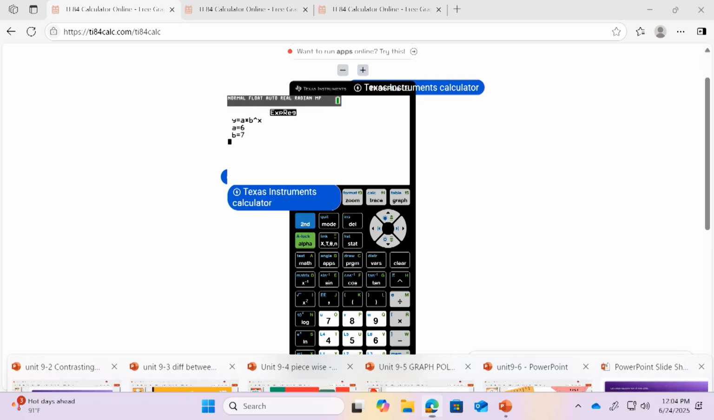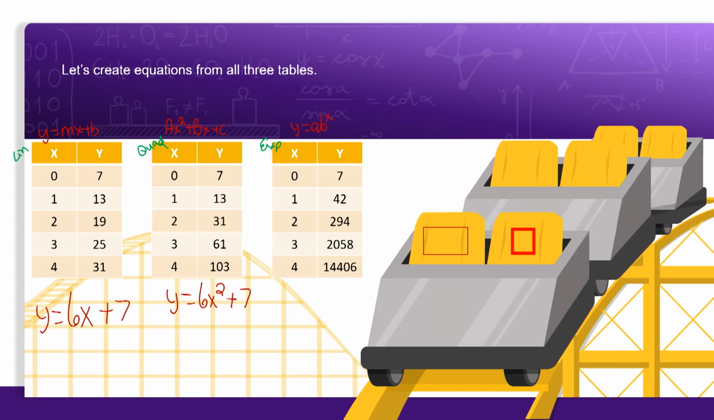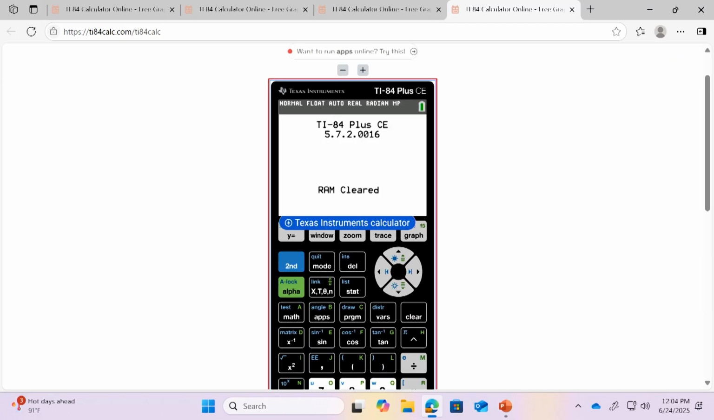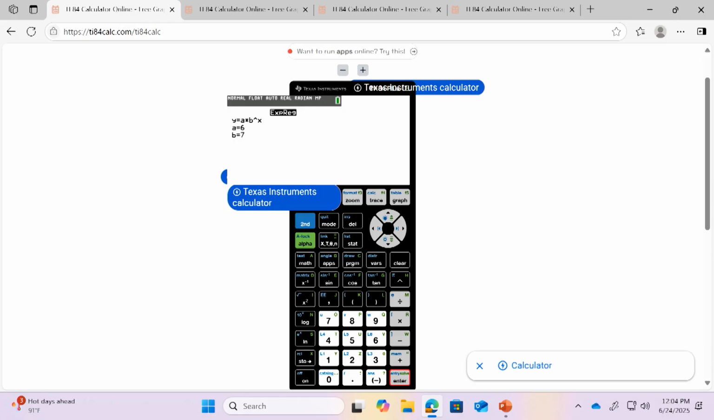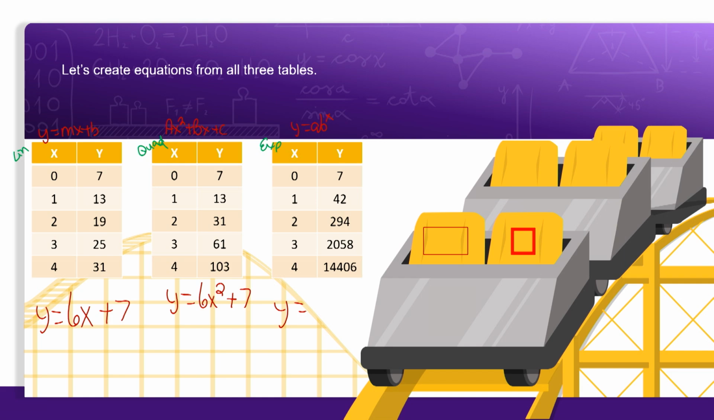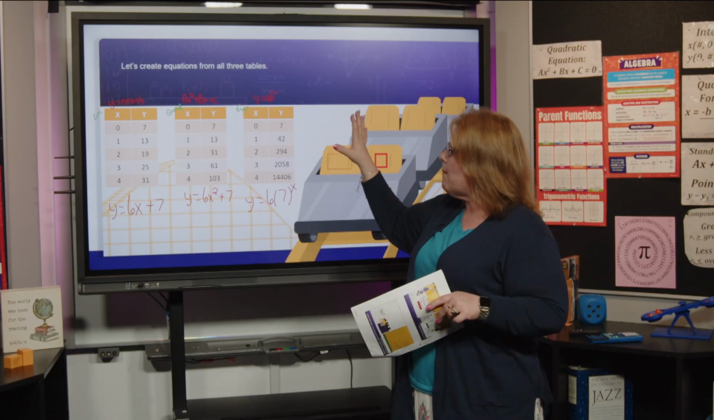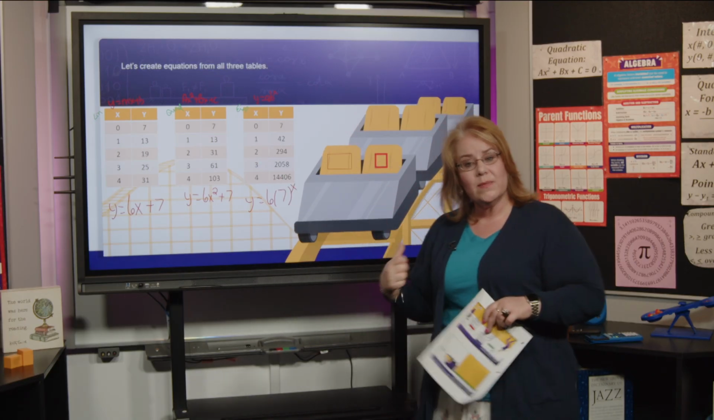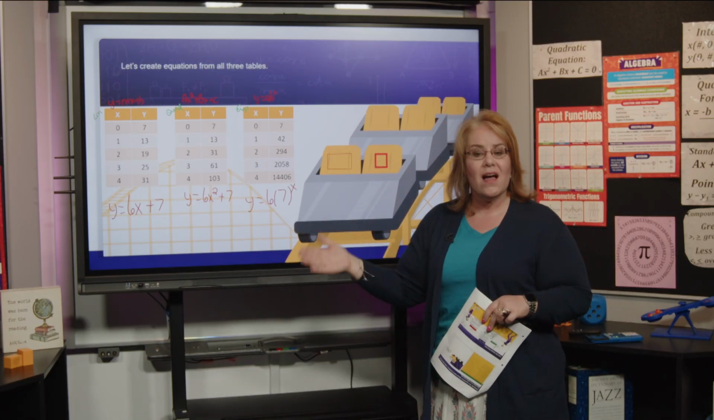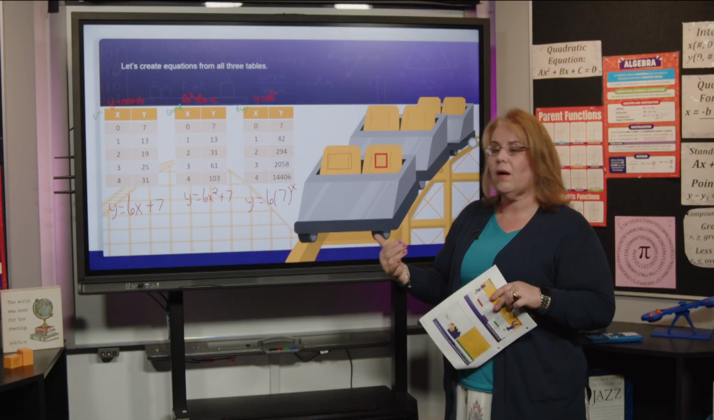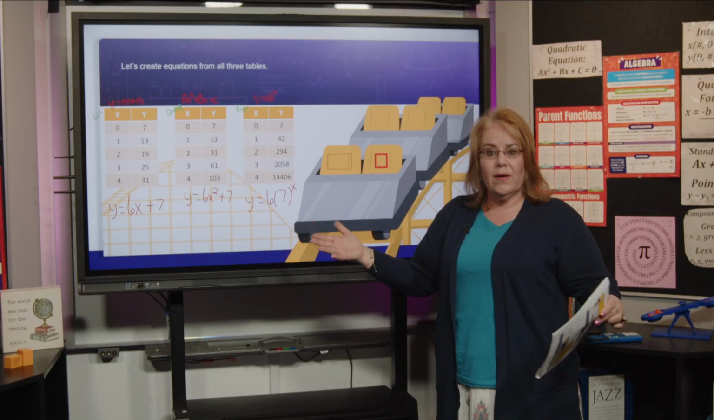So let's go back and write that. So I have y equals. Now, what did it say? Let's make sure that we write down exactly what it says. 6 is my A, 7 is my B. So I want to make sure 6 is my A, 7 is my B. So I have taken my tables, plugged them into my calculator, and now my calculator is writing my equations for me. No longer do I have to guess.